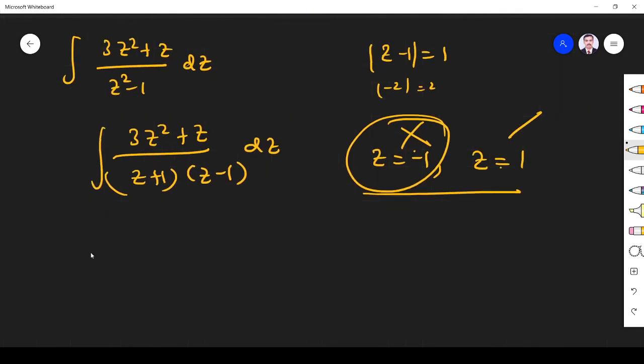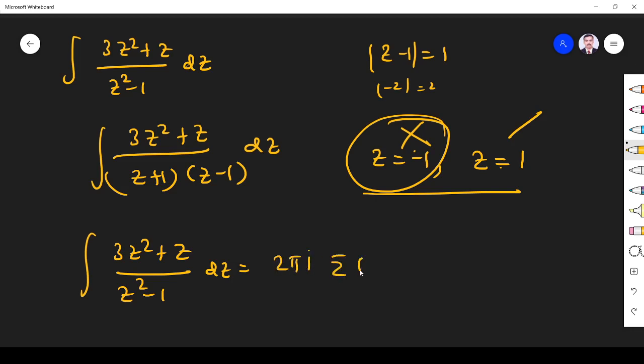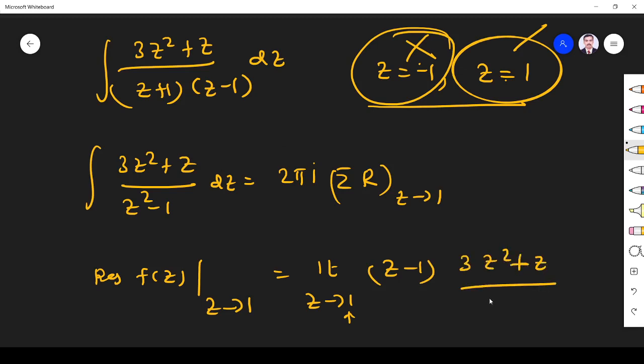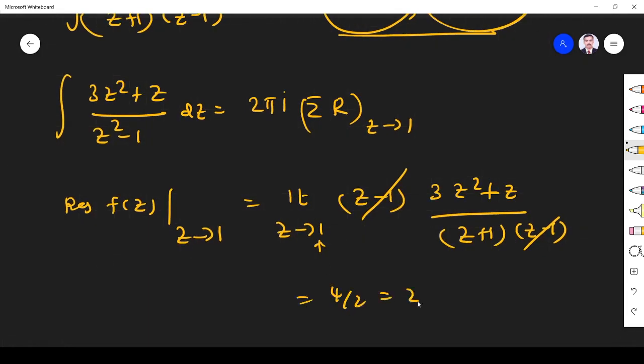So what I need to do, if I want to evaluate the integral of (3z square plus z) divided by (z square minus 1) dz, as per the Cauchy's residue theorem, is 2 pi i into sum of residues. Even though we have two poles, we have to take only this into account. Right? So I have to find the residue at 1 only. So residue of f of z, z tends to 1. What is f of z? That is given by limit z tends to 1, z minus a, this is a, z minus 1, f of z is (3z square plus z) divided by (z plus 1)(z minus 1). This will be cancelled. When you substitute 1, it will become 4 by 2, that is equal to 2.